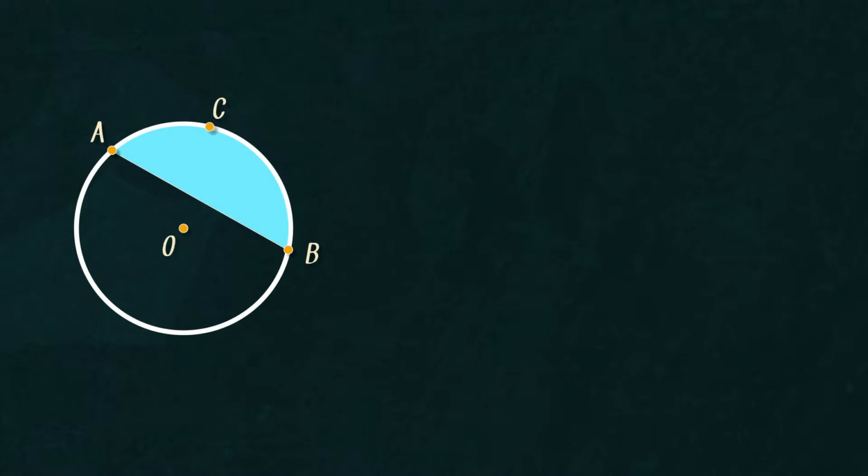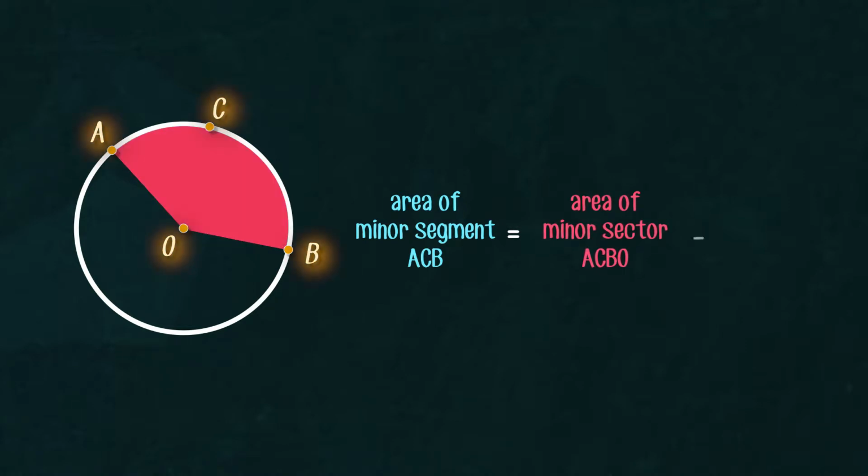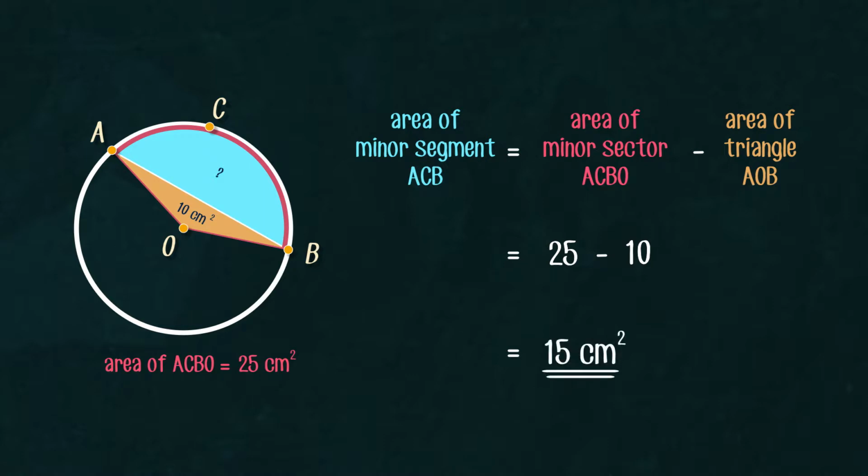Let's look at this minor segment again. You can see that the segment is part of the sector, and so the area of the minor segment ACB is the difference between the area of the minor sector ACBO and that of the triangle AOB. If the area of the minor sector is 25 square centimeters and that of the triangle AOB is 10 square centimeters, the area of the minor segment ACB is 15 square centimeters.